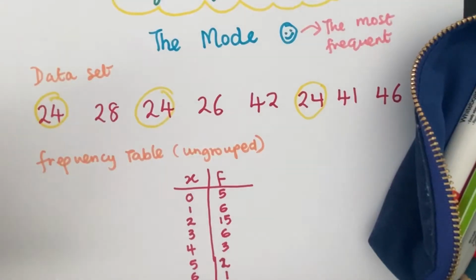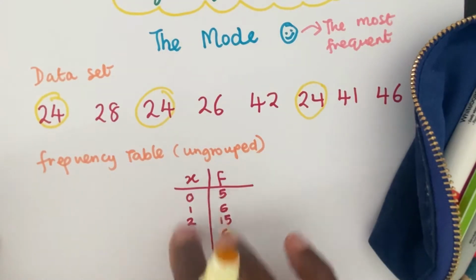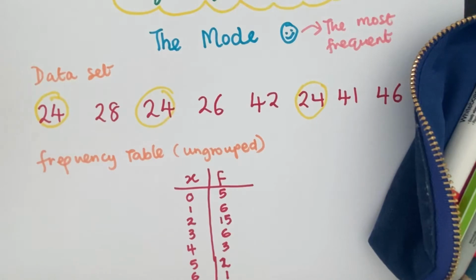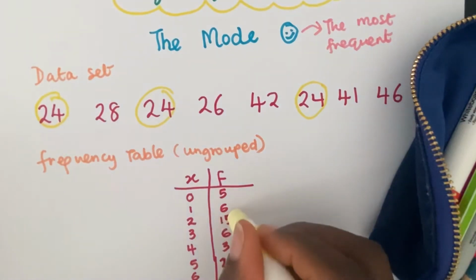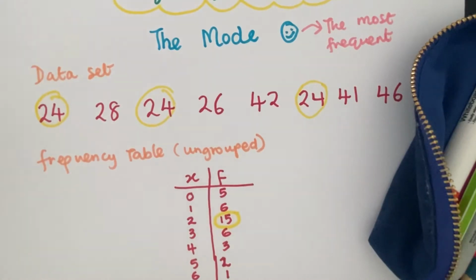And of course, if you have a frequency table like this one, you can definitely spot the mode right there by observation. You can see that 15 is the one that is most frequent. This is just data that maybe came from throwing the dice. How many times do you get 1? How many times do you get 2? And you can see that 2 is occurring most frequently from this data here. So for a frequency table, we can still get the mode just by observation.